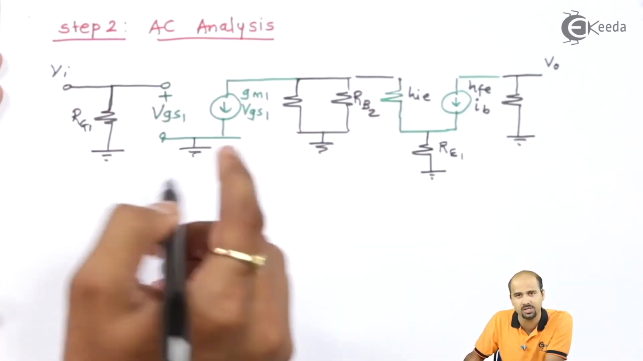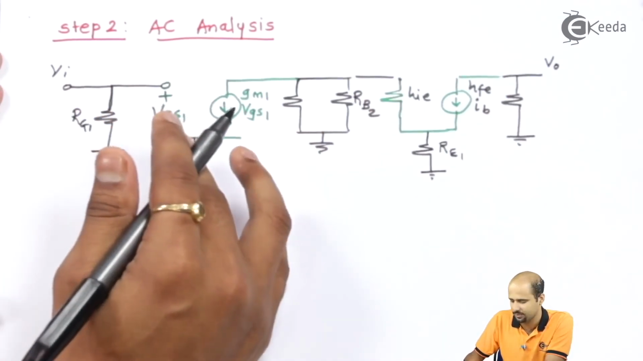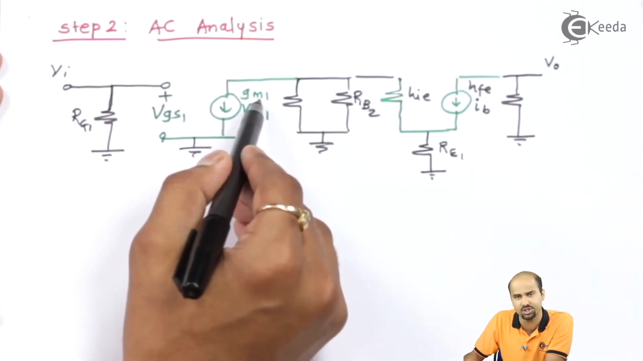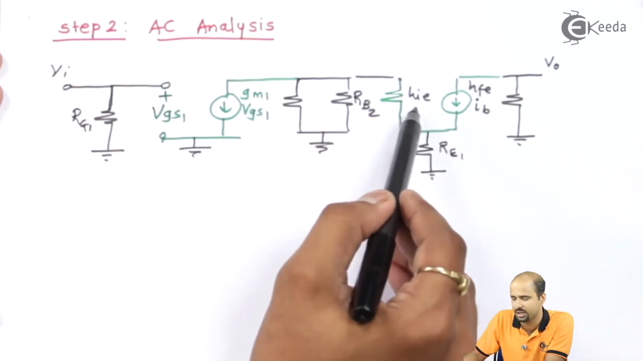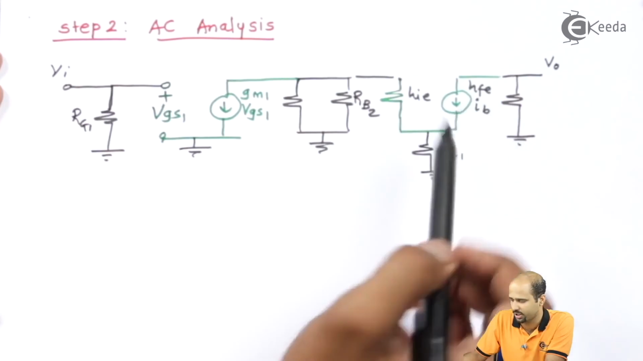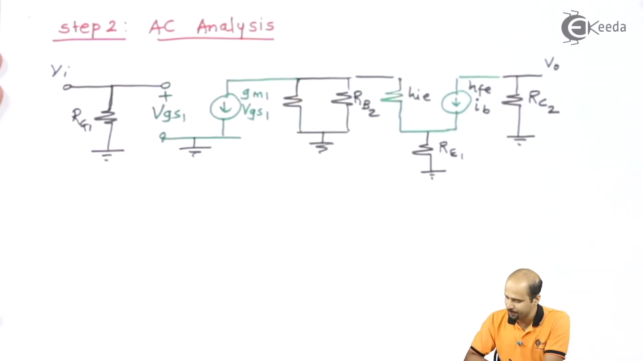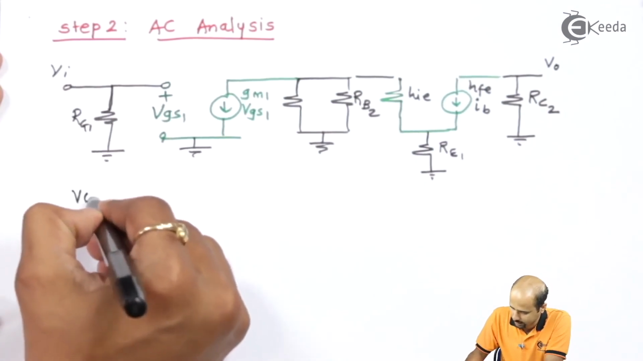Simple. All the parameters required for the voltage gain we have already calculated. That is nothing but the gm1. What is the gm1? gm1 we already have found out as 3 millimho. Then hie which is already given, hfe which is already given, and here is RC2 which is already given. So we'll have to calculate directly the voltage gain.